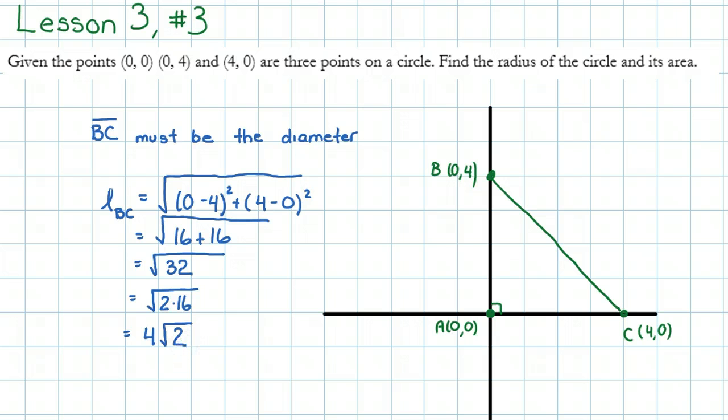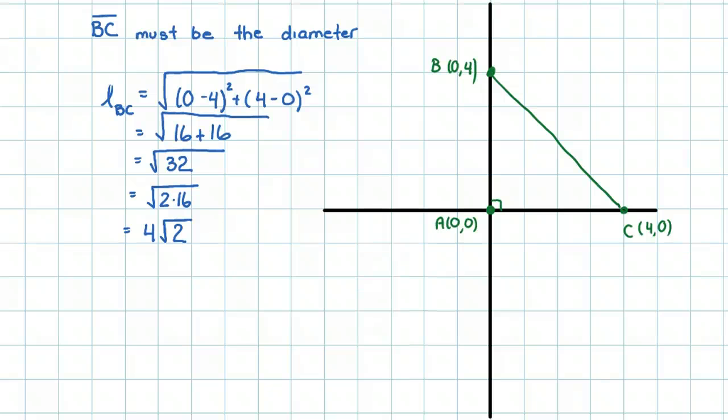So therefore, if the length of BC is 4 root 2, the radius must be 4 root 2 divided by 2, which is equal to 2 root 2. Okay. That works out well. So now we get 2 root 2.